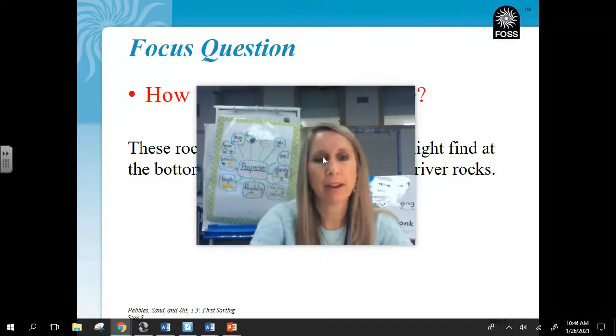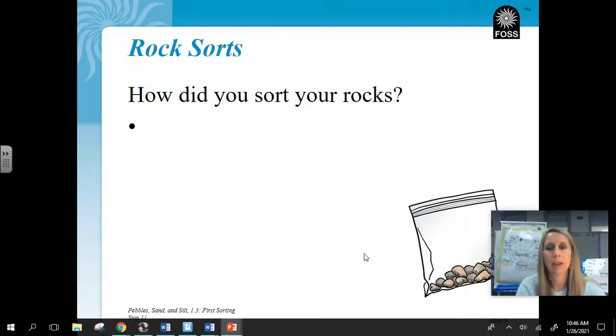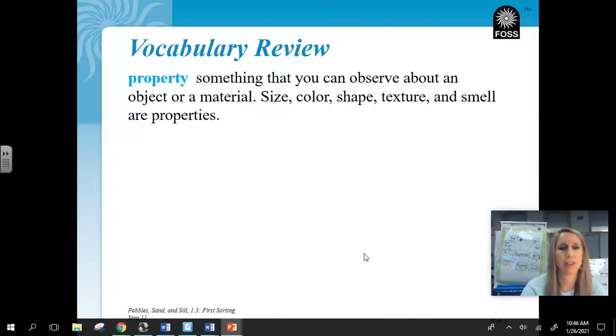So now that you've practiced sorting, let's talk a little bit about it. How did you sort your rocks? Miss Lambert showed you how I was sorting mine. If you haven't sorted yours yet, pause the video, take a minute, and sort your rocks. Okay, tell me how you sorted yours. You know some of the ways I sorted mine. Now, what I want you to do is let's review our vocabulary and hold how you sorted them in your brain, because we're going to journal in a minute.